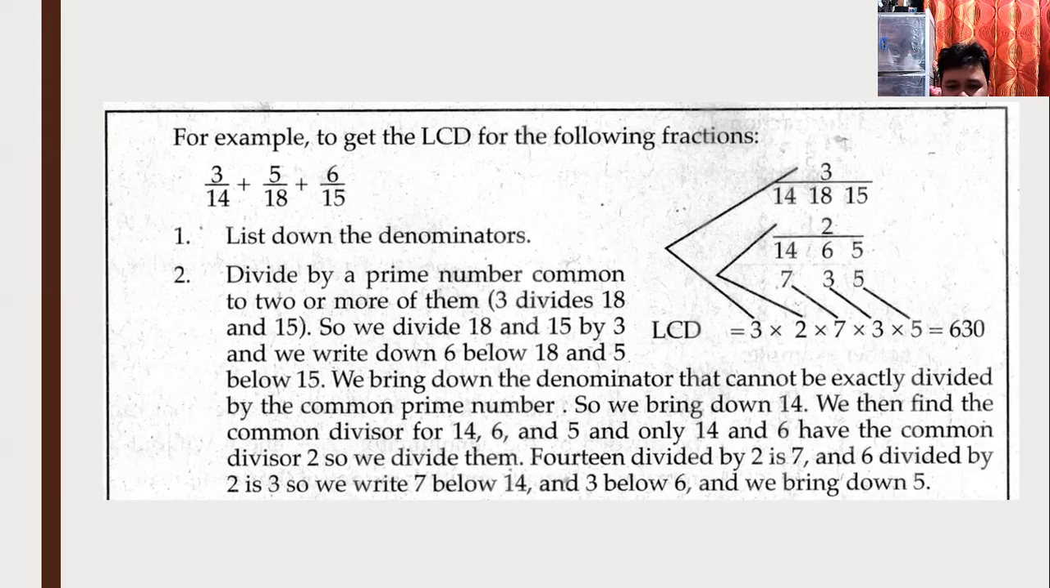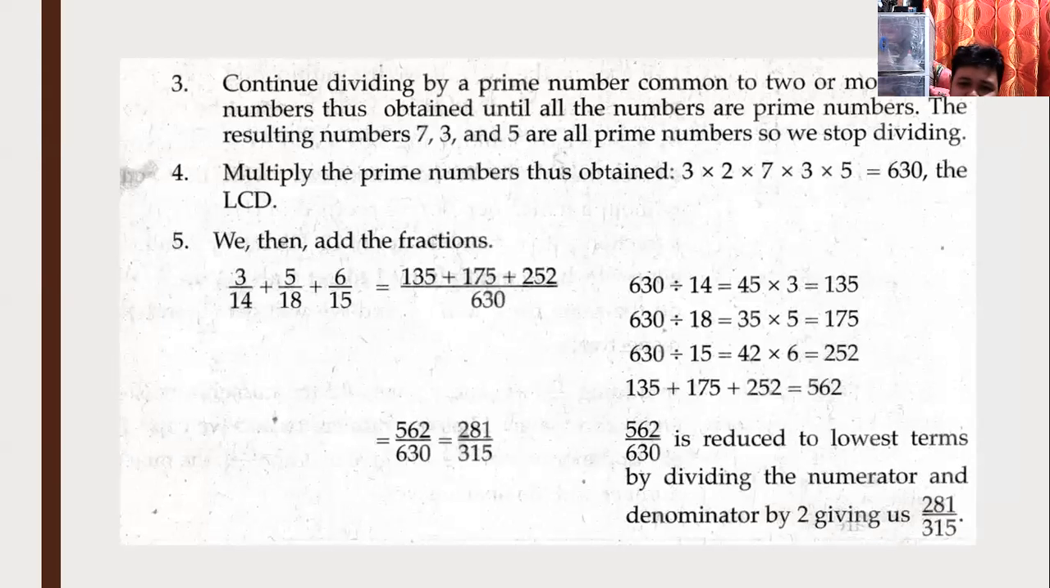So we write 7 below 14 and 3 below 6 and we bring down 5. Continue dividing by a prime number common to two or more of the numbers obtained until all the numbers are prime numbers. The resulting numbers 7, 3, and 5 are all prime numbers. So we stop dividing. Sabi niya dito, continue until all numbers are prime. Lahat naman prime numbers, 7, 3, and 5, diba? So we stop dividing.